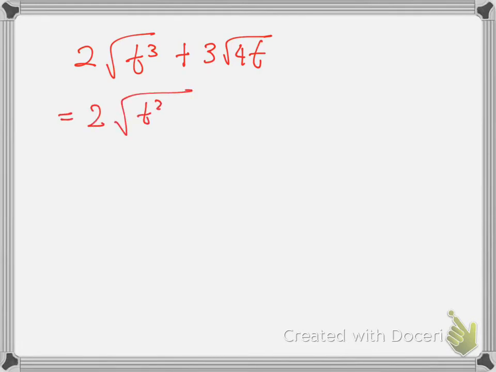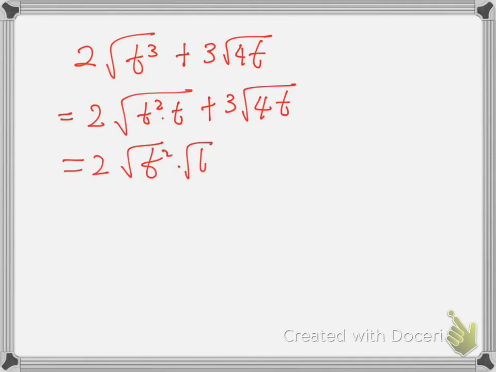So now let's have an example which has some letters. 2t cubed square root of t cubed plus 3 square root of 4t. So again, we want to factor out or simplify squares under the radical sign. So now split again. This is square root of t squared times square root of t plus square root of 4 times square root of t.